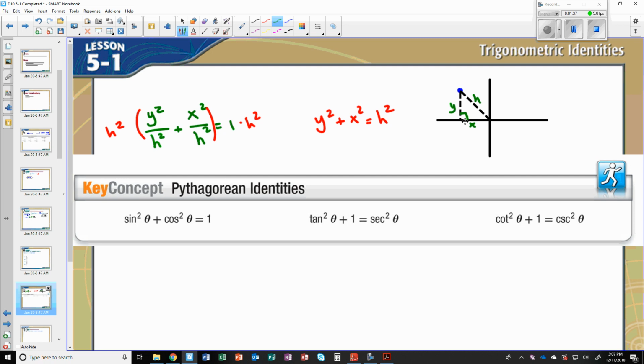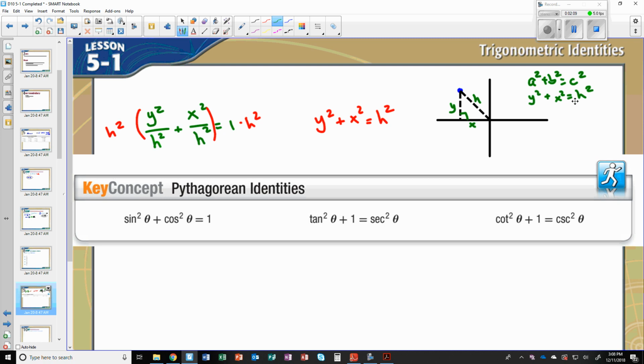Now, what have you learned in geometry that solves a right triangle with the side lengths? What's the relationship? It's a squared plus b squared equals c squared. The Pythagorean Theorem. What do a squared and b squared represent? The side lengths, which in this case would be your x squared and your y squared. And I'm writing it in this order because it blends in over here. Would equal the hypotenuse squared, which in this case is h squared. You see how I get this formula from it?